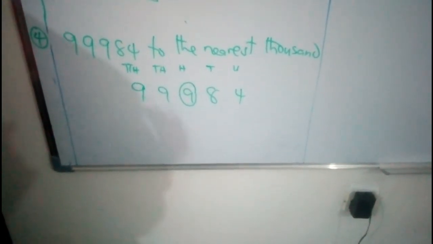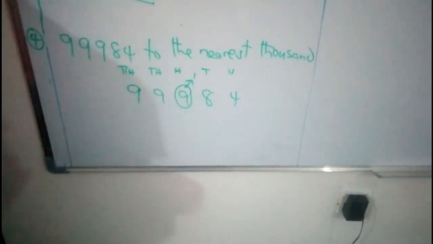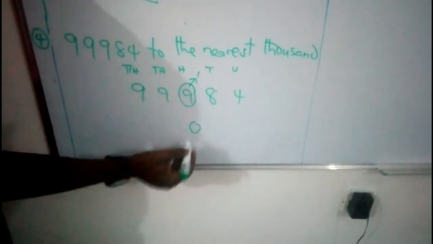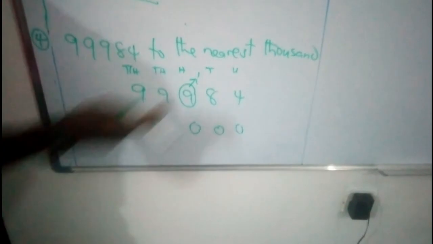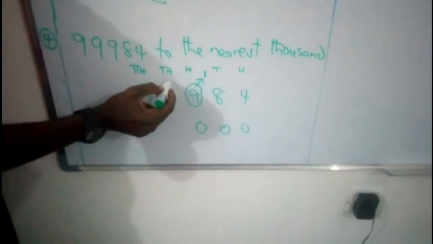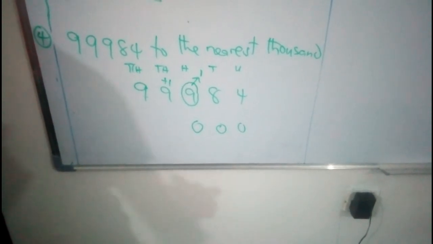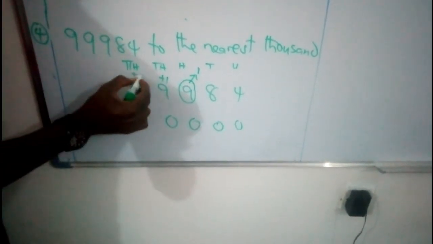What do you do to 9? You round 9 up because it's more than 5. So the second digit becomes 0, the next digit to it becomes 0, the last one also becomes what? 0. What happens to your 1? You add it to this. 1 plus 9 gives you 10. Because 10 is a 2-digit number, you can't write it, so you write the 0 and carry the 1 to the next number.